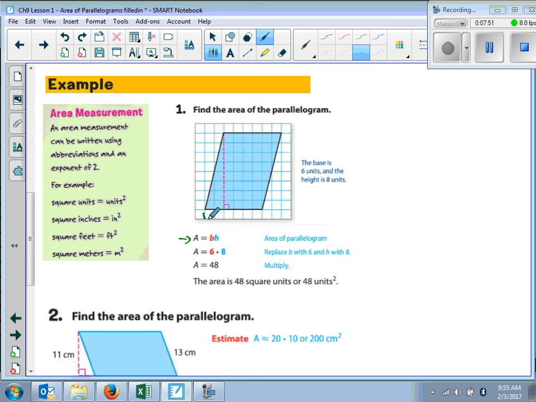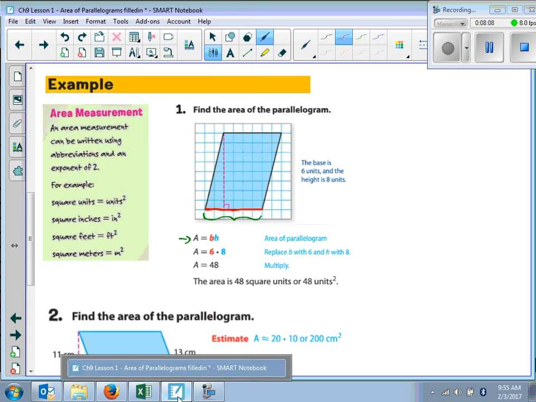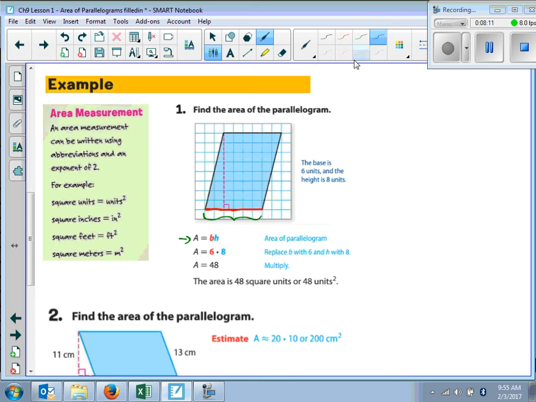So when I look at the base, there's the base. And all you have to do is count how many boxes are in there. So that's 1, 2, 3, 4, 5, 6. Is everybody clear with that? And then to find the height, you just count the boxes here. So that's 1, 2, 3, 4, 5, 6, 7, 8. So that's 6 times 8. So the area is 48 units squared. Okay?